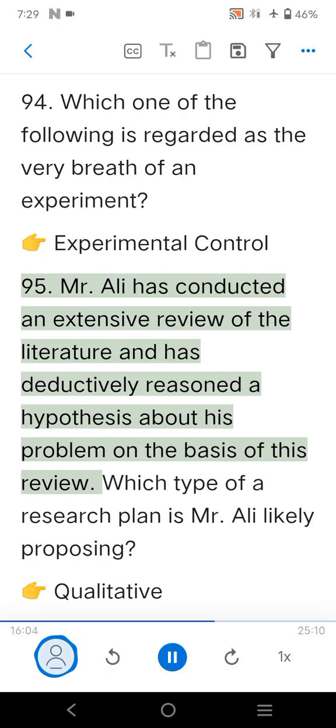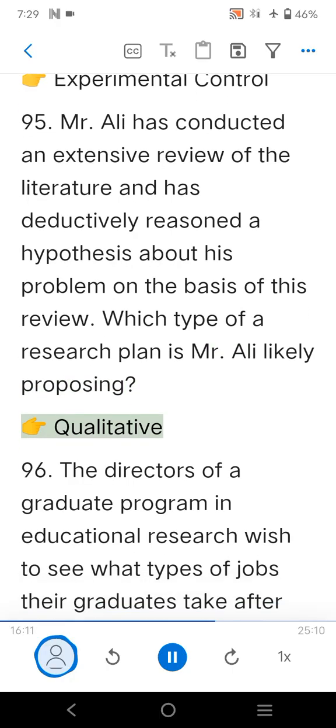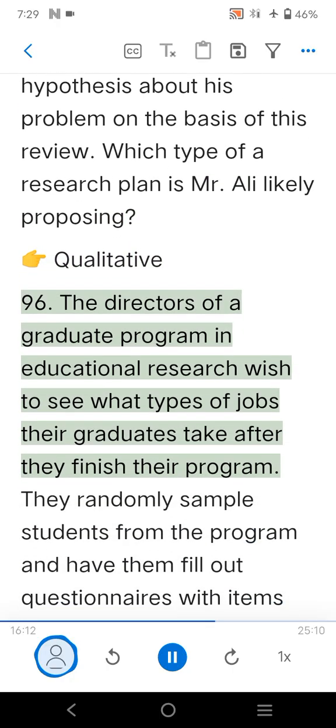95. Mr. Ali has conducted an extensive review of the literature and has deductively reasoned a hypothesis about his problem on the basis of this review. Which type of research plan is Mr. Ali likely proposing? Qualitative.